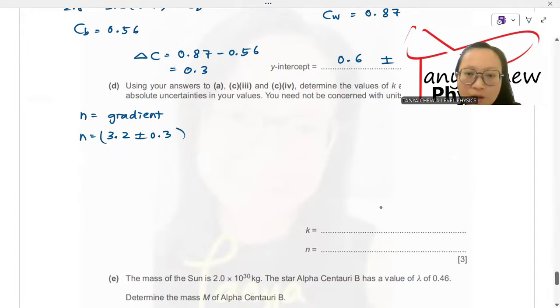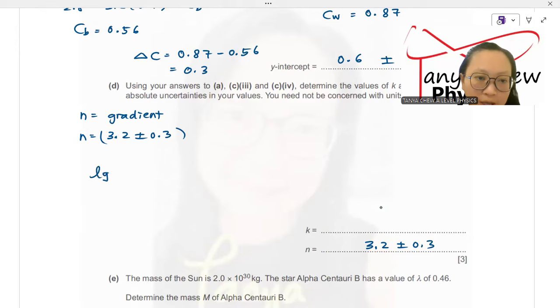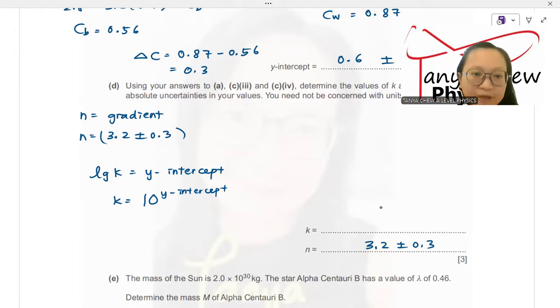And we are done. Just copy the value from the gradient: 3.2 plus minus 0.3. You need not concern with the unit, so just ignore the unit. So log K is equal to your y-intercept, but I want to find the K value. So K is equal to 10 to the power of y-intercept, anti-log.